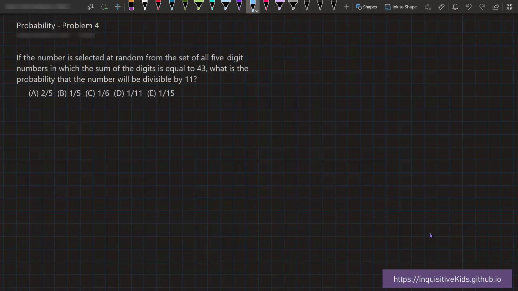Problem 4. If a number is selected at random from a set of all 5-digit numbers in which the sum of the digits is equal to 43, what is the probability that the number will be divisible by 11?